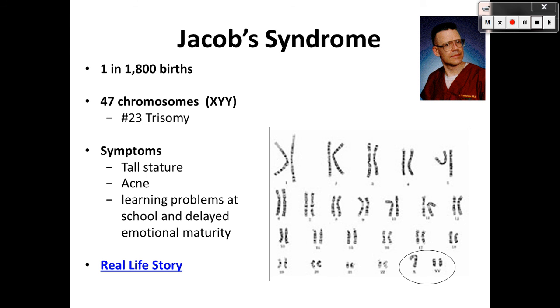And I know all of you men out there, you're like, oh, that's fantastic. I get an extra Y chromosome. I'm more manly and great, kind of thing like that. Well, not exactly. That extra Y chromosome actually causes these men a lot of problems.